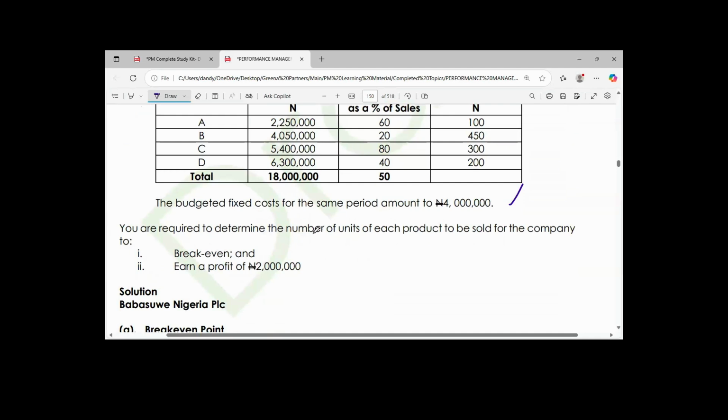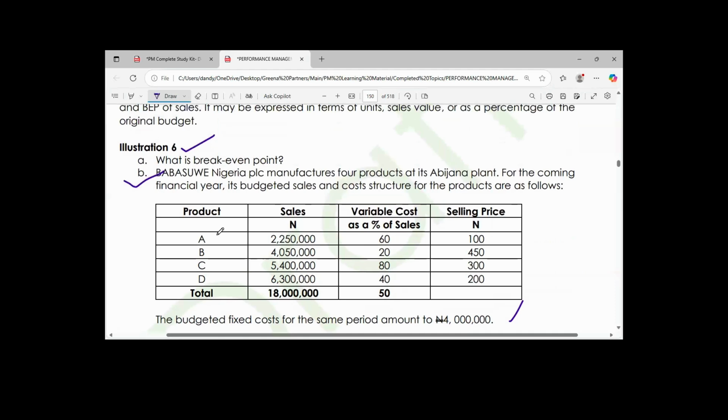Of course, break-even points in units, because the examiner says you should determine the units of each product to be sold for the company to break even. You want to determine the break-even point in units, okay? All right? So if that is the case, as you can see, this company has 4 different products. So in this case, you are going to follow the 5 procedures for calculating break-even points.